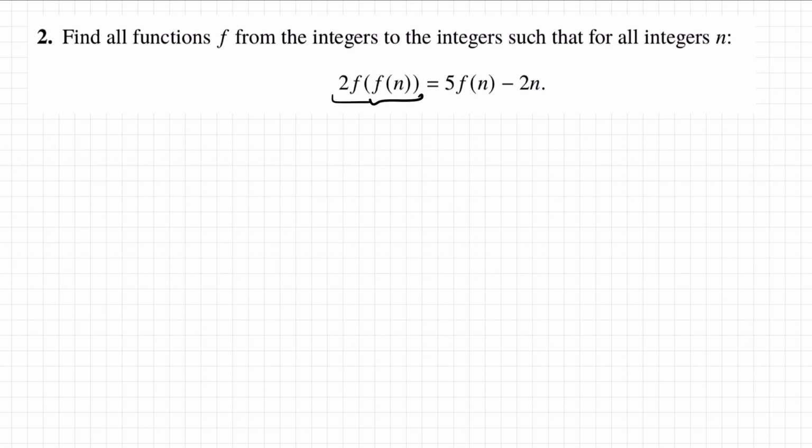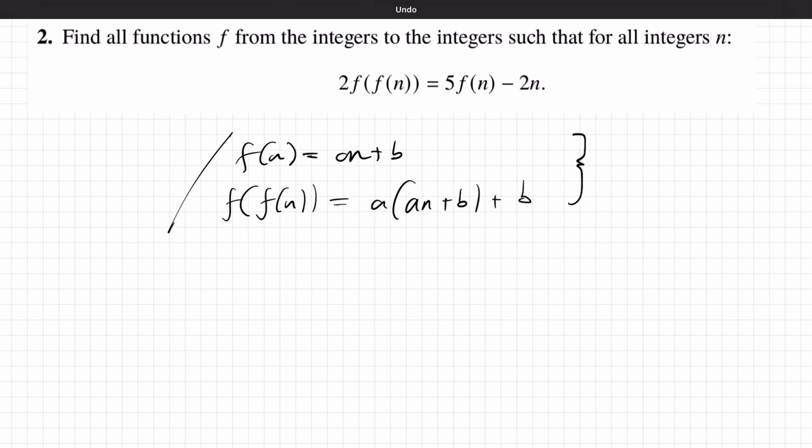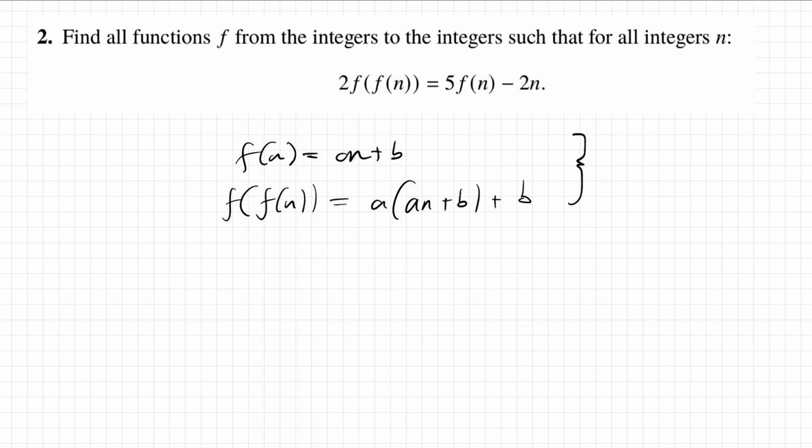So if we had a linear function, notice if we had f of n equal to an plus b, when we compose this into itself, we actually end up with another linear function, which means putting a linear function into this equation, our degrees would match, so this could be a possible fit. And so we managed to narrow it down from all possible functions to only linear functions over here. So that's good. Now we just have to use our linear function general solution, I guess, and plug it into this and then solve for a and b. So let's do that here.